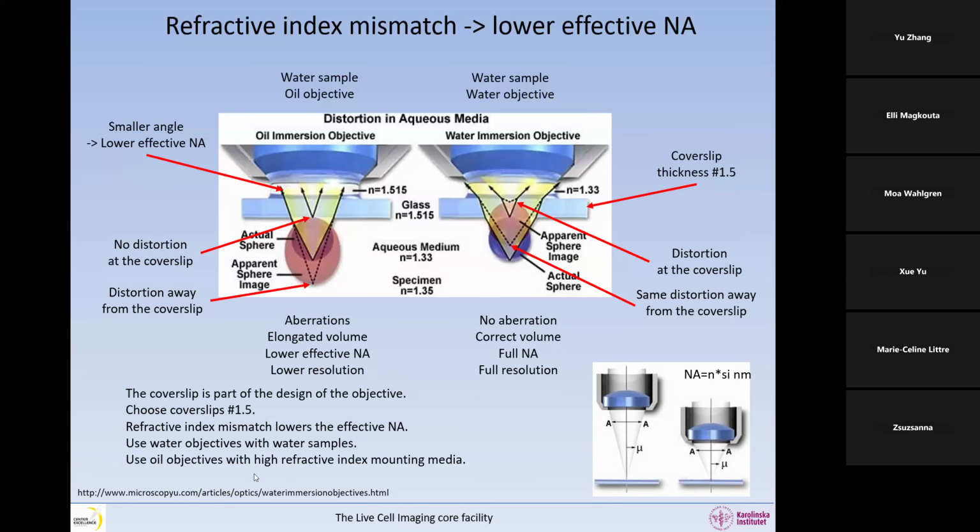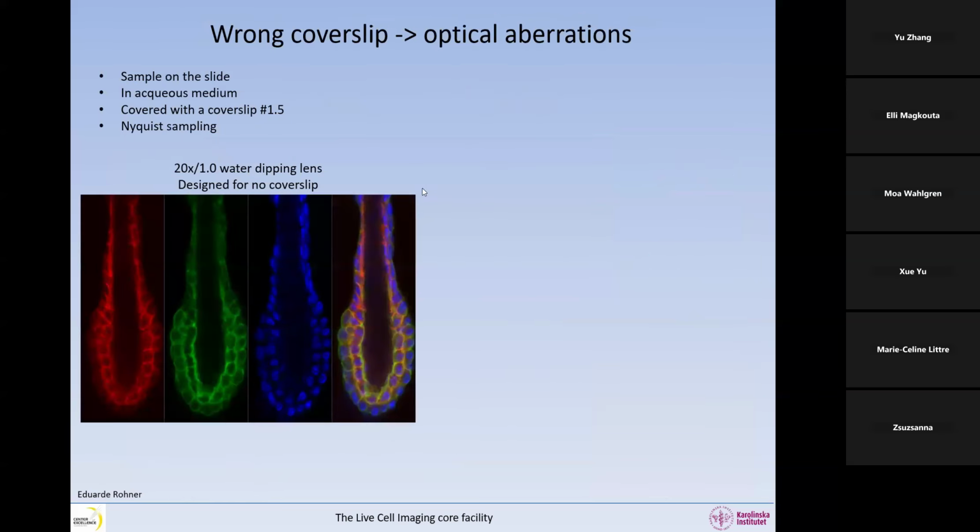You can use oil objectives with samples that have a higher refractive index. For example, if you have a mounting medium that has a high refractive index, this is where you should use it. And this is why I asked you to figure out what is the refractive index of your mounting medium. So we're going to work with this today. So what happens if you have the wrong cover slip?